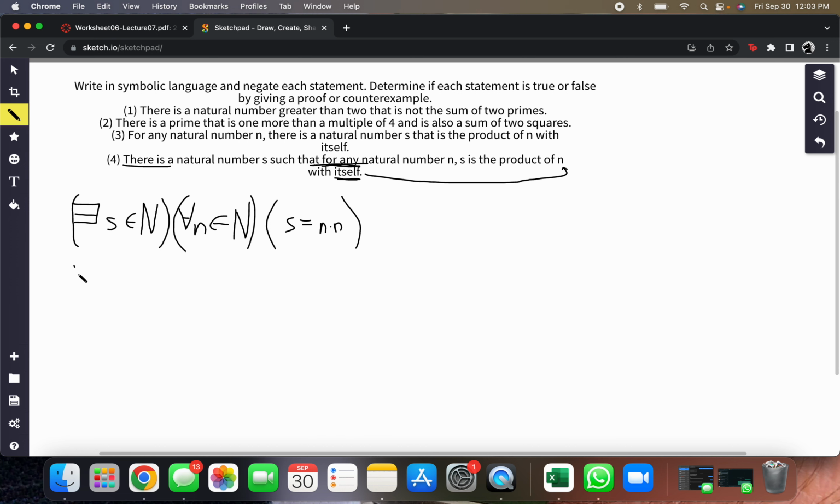So now let's just negate it real quick. This is going to be really easy. For every s in the natural numbers, there exists an n that's a natural number such that s does not equal n squared.